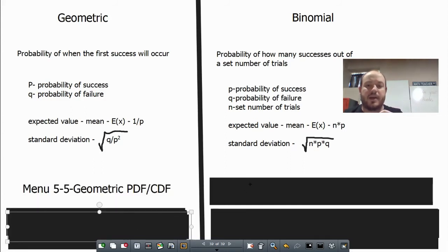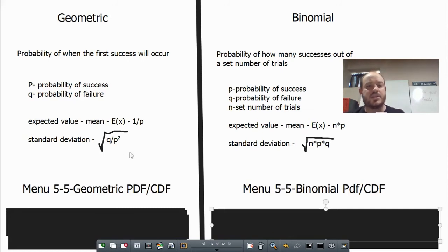Down here at the bottom, I have your calculator functions that we covered for each. Notice it says menu 55 geometric PDF/CDF, and the same with binomial PDF or CDF. Remember, we use a PDF in your calculator when you're dealing with one number. So for geometric, what's the probability that the first time you pass a test in Caproni's class would be the third test you take? In that case, x is 3. Because it's just one number, you would use PDF.